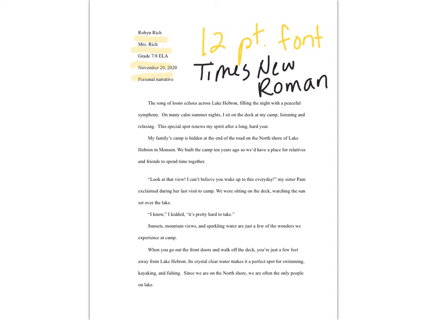So the other part of MLA format is right here where you have your heading. So the first line, you'll notice it starts on the margin on the left-hand side. It has your name, in this case it's my name, followed by the name of your teacher, which would be Mrs. Rich. And then the third line is grade 7 or 8 ELA. Fourth line is the date that you're handing it in. And the fifth line is the name of your project.